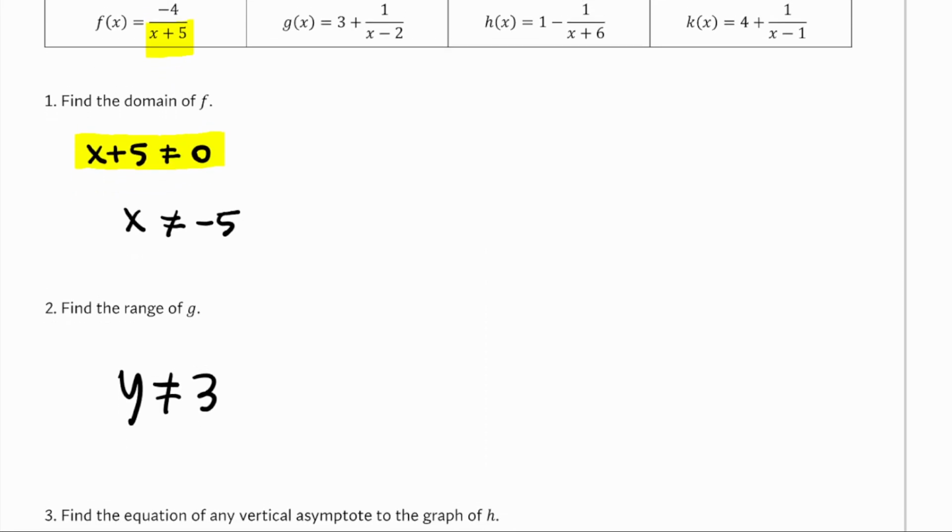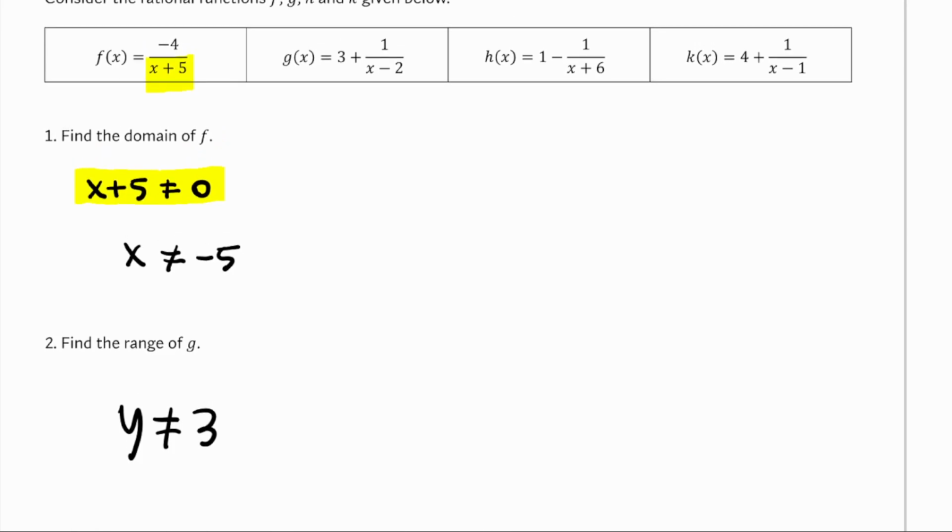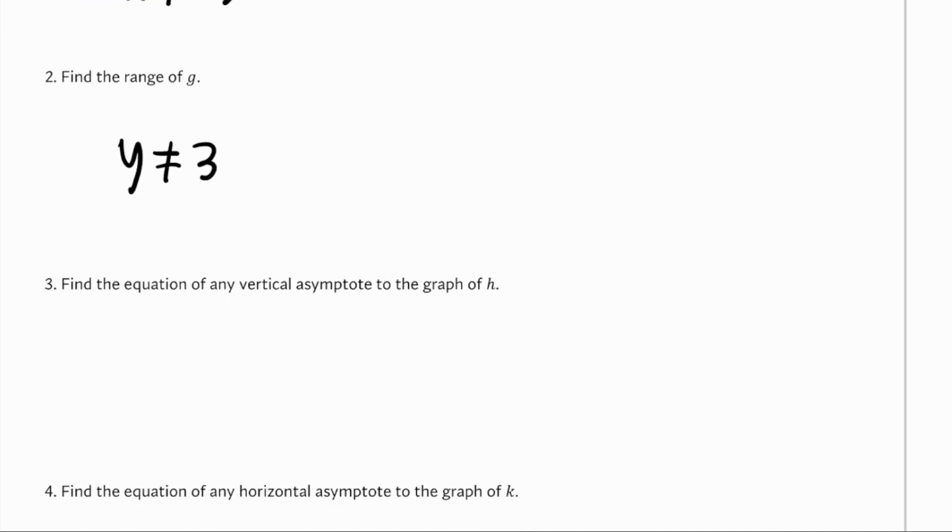For h of x, we're looking for an equation of any vertical asymptote for number 3. And so I'm thinking what x would cause me to divide by 0 here. That would be x equals negative 6. And it's got to be x equals because a vertical asymptote is a vertical line, and a vertical line has an equation x equals some number.